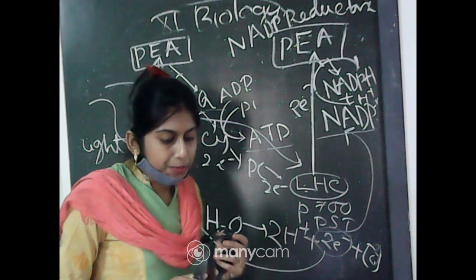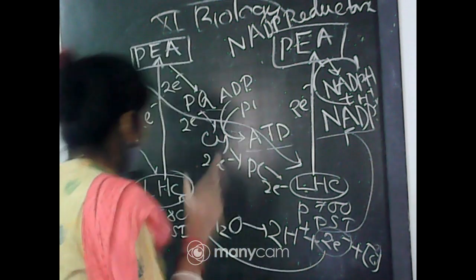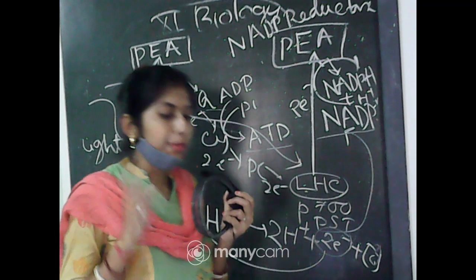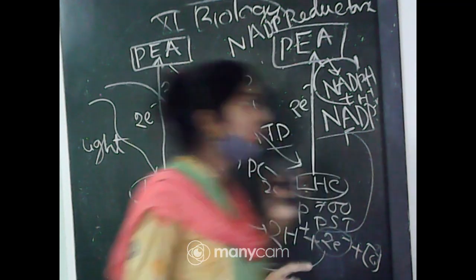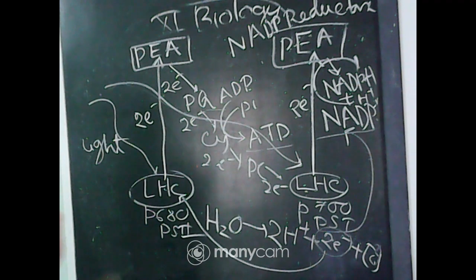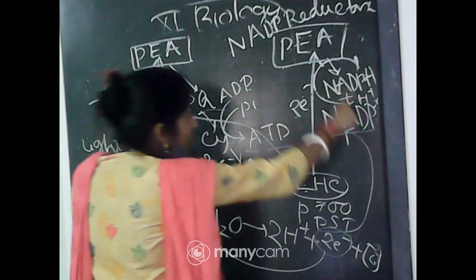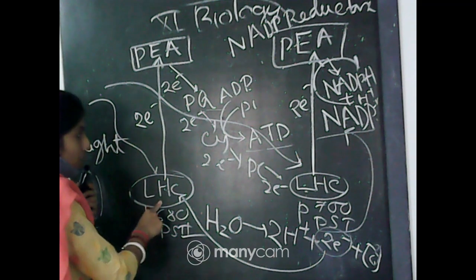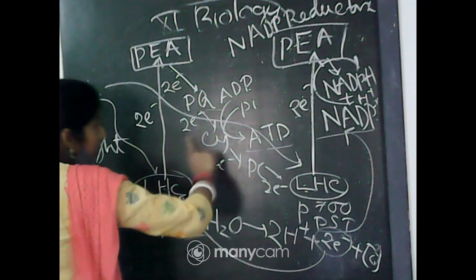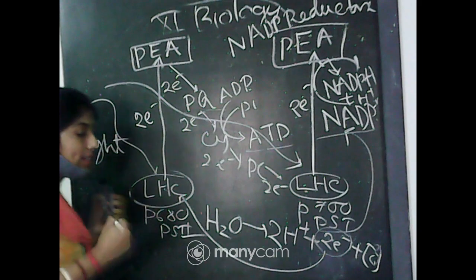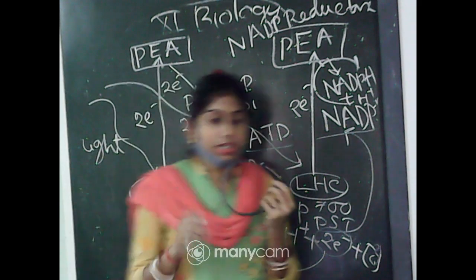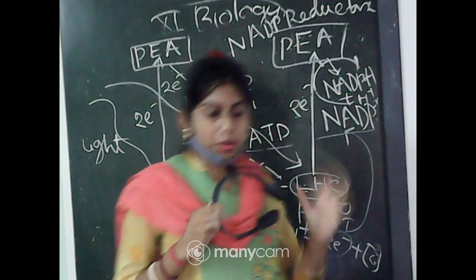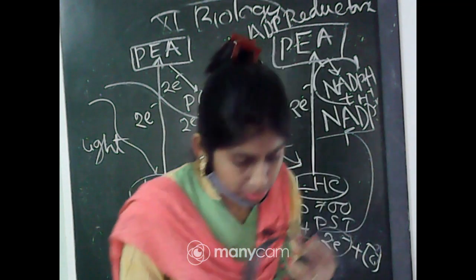So where this formation is taking place is very important. Today I am completing the non-cyclic photophosphorylation. Why is it non-cyclic? As you can see, electrons are not coming back to photosystem 2. If they came back, then it could be called cyclic, but in this case they are not coming back. That's why it forms a Z-like structure, and that's why it is called non-cyclic photophosphorylation.